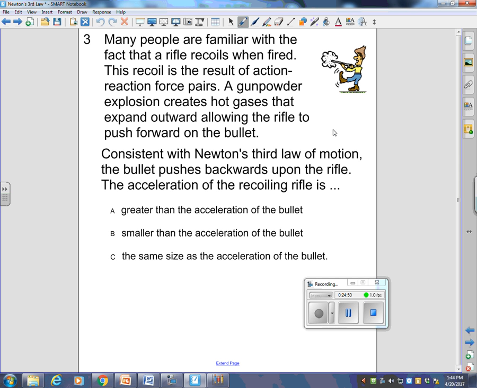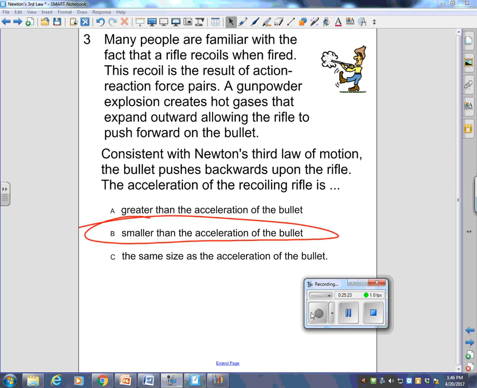Many people are familiar with the fact that a rifle recoils when fired. This recoil is a result of action-reaction force pairs. A gunpowder explosion creates hot gases that expand outward, allowing the rifle to push forward on the bullet. Consistent with Newton's third law of motion, the bullet pushes backward upon the rifle. The acceleration of the recoiling rifle is greater than the acceleration of the bullet, smaller than the acceleration of the bullet, or the same or equal size as the acceleration of the bullet. A, B, or C.